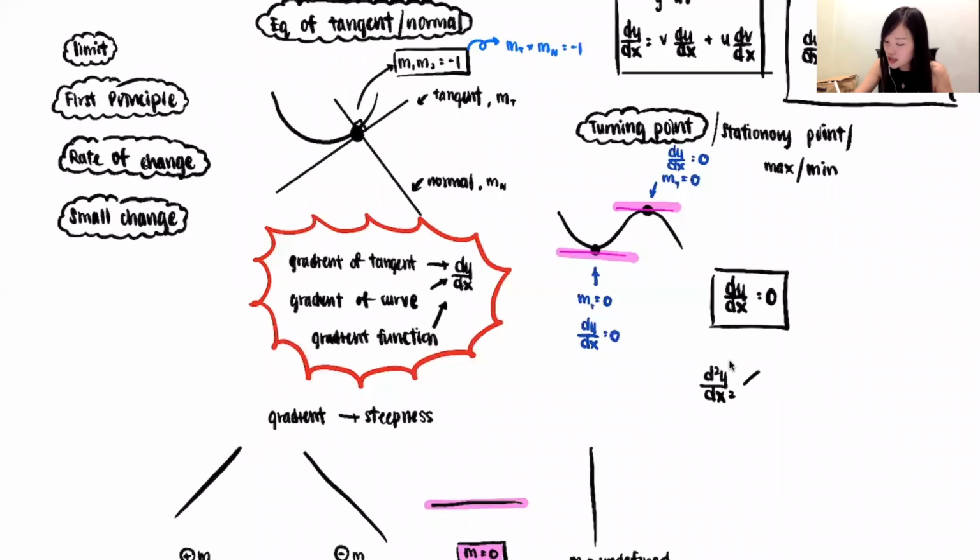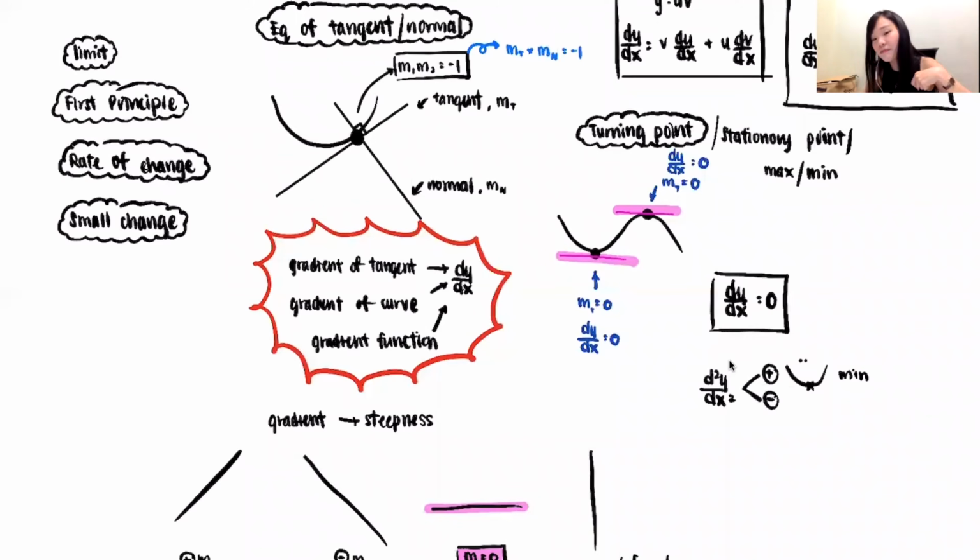Then based on d2y/dx squared, how do you know whether the point is maximum or minimum? You will see whether d2y/dx squared is positive or negative. If it is positive, just imagine a very positive person who is always very happy. When you're very happy, your turning point is at the bottom, and at the bottom we call it minimum. If you're a very negative person, you'll be very sad, so your turning point is right on top. That's why we call it maximum. This is how we know whether it is minimum or maximum.